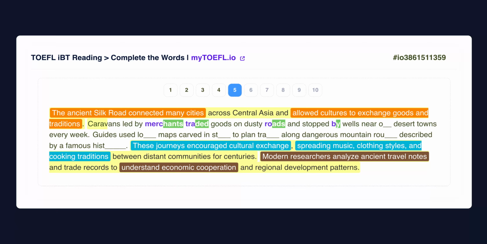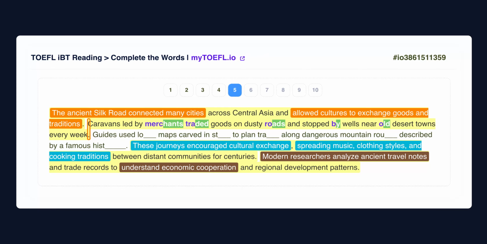Caravans led by merchants traded goods on dusty roads and stopped by wells near desert towns every week. We are given the letter O, and we need to fill in 2 blanks to complete the word. We need an adjective to describe the desert towns. Since we are talking about ancient times and history, a word starting with O that means not new or having existed for a long time is old.